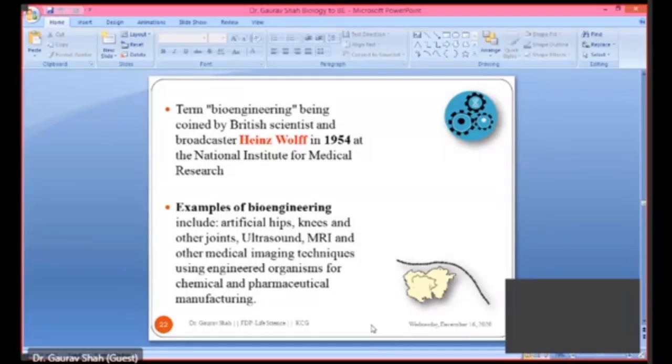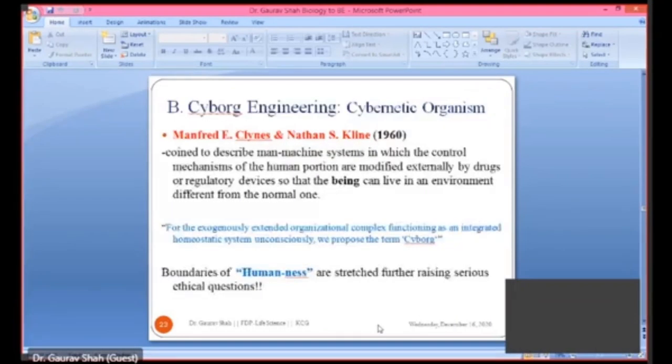No doubt still we are fighting for treatment of some later advanced stage cancer, as well as maybe the infection by HIV. And currently what we are fighting about is this new strain of coronavirus, right? So these are the examples of bioengineering, which include artificial limbs, knees, joints, ultrasound, MRI, other medical imaging techniques used, engineered organisms for chemical and pharmaceutical manufacturing. So that is our huge achievement.